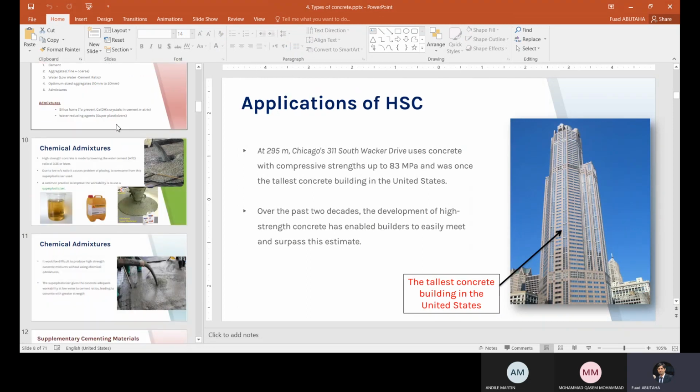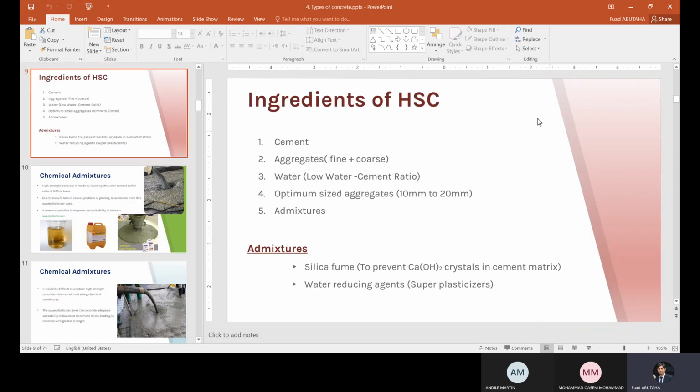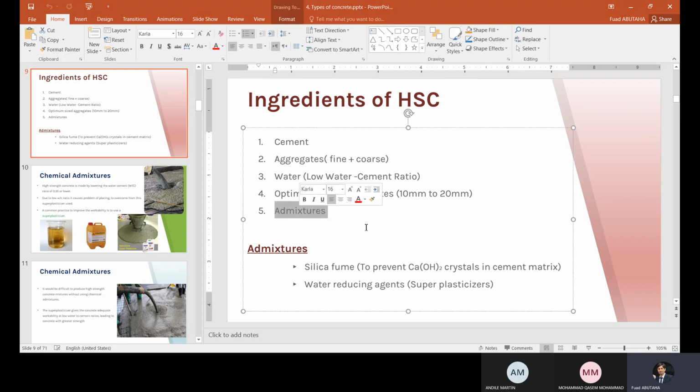So we already have mentioned this one. So the high strength concrete, the ingredients or the material that we use in the high strength concrete is simply the normal concrete material with cement, aggregate, and water, but we have an extra material, we call it admixtures. These admixtures can be either chemical admixtures or mineral admixtures.